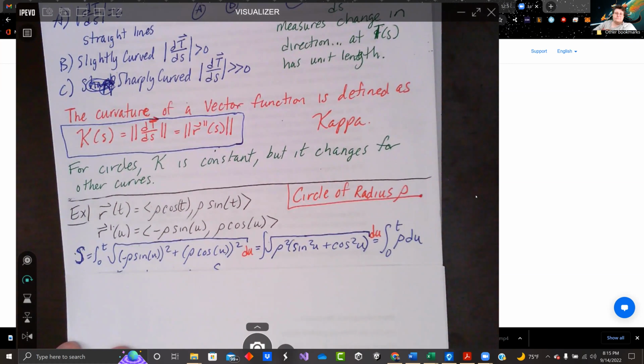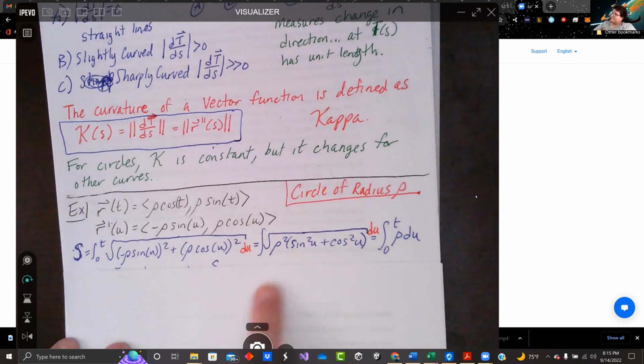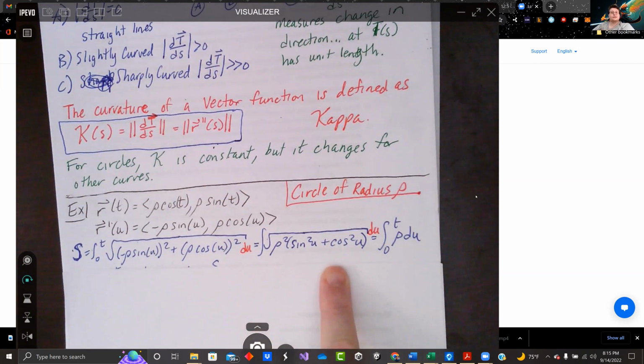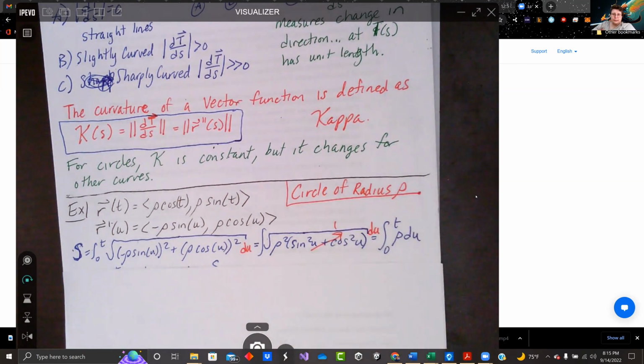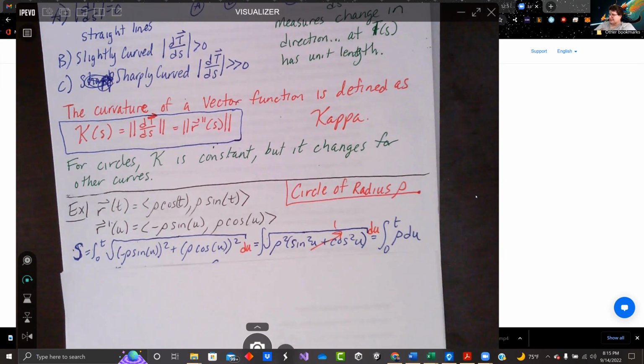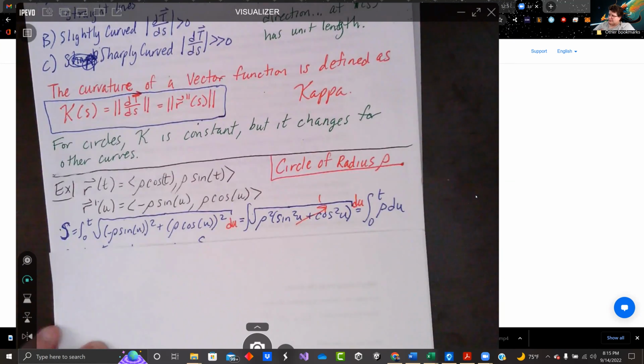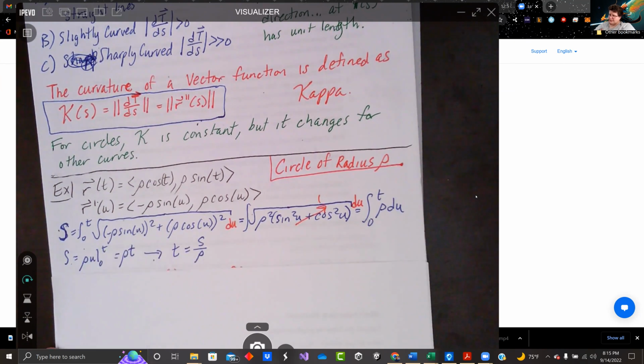So we plug in negative rho sine u and square it. We plug in rho cosine u and square it. We add them together. Rho squared factors out, and we're left with sine squared u plus cosine squared u. We all know what happens with that. This is a familiar song at this point. That goes to 1. We've got the square root of rho squared, which is just rho. It's technically the absolute value of rho, but since rho is a radius, it's already positive, so we don't need the absolute value signs. So we're doing the integral of rho du from 0 to t. That's going to get us s equals rho times t. So t equals s over rho.